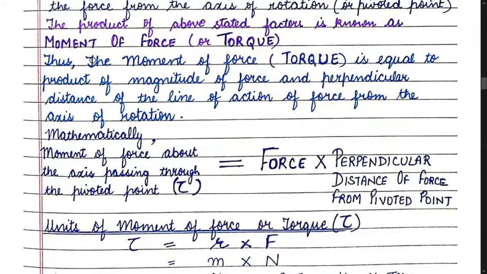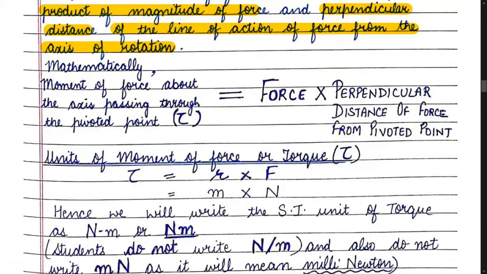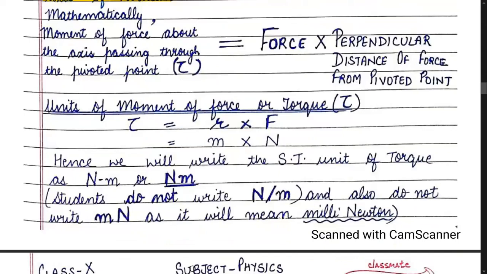Thus, the moment of force is equal to the product of the magnitude of force and the perpendicular distance of the line of action of force from the axis of rotation. Mathematically, torque can be written as force multiplied by perpendicular distance. Children, the symbol of torque is already shown in your PDF notes.